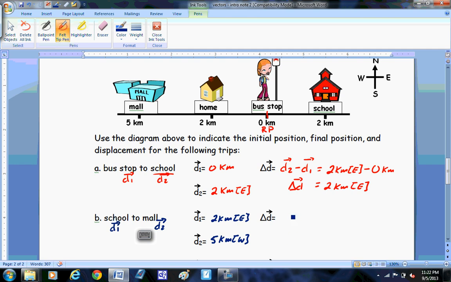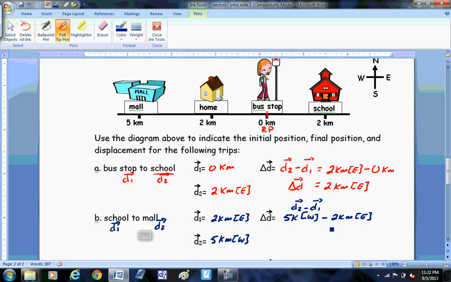So I ended up at the mall. This is my D2. And my position of the mall was west. And I started originally at school, D1, and my D1 was 2 kilometers east. So I went from 2 kilometers east all the way over here to 5 kilometers west.